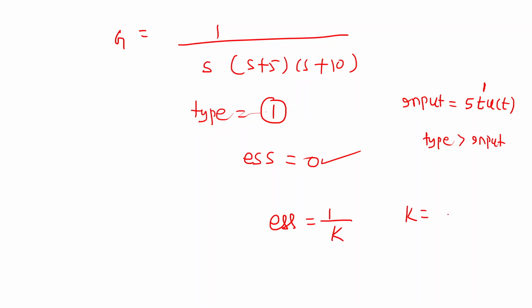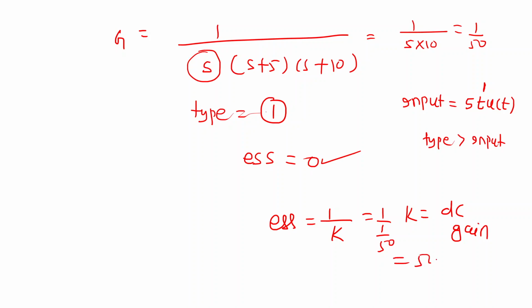For a type 1, the steady state error will be 1 by k. What is k? K is called the DC gain. What is DC gain? In the transfer function, you just forget about this s. Whatever the remaining part is there, you just put 0. So the remaining part is 5 into 10, 50. So k is 50. So 1 by 50. So steady state error is 1 by 50 for this question.